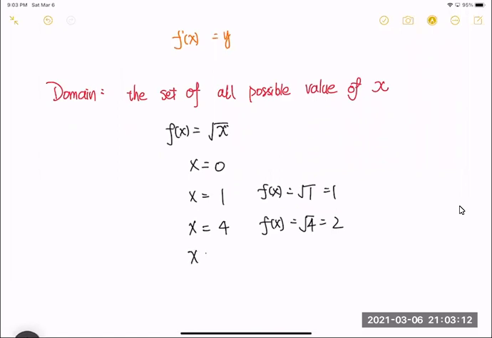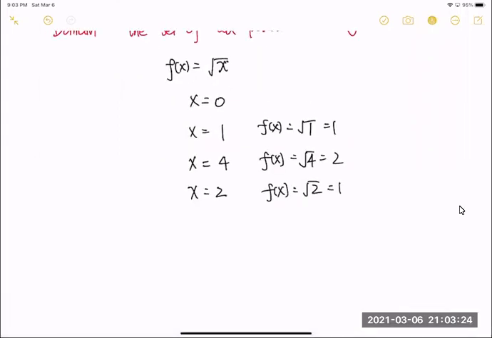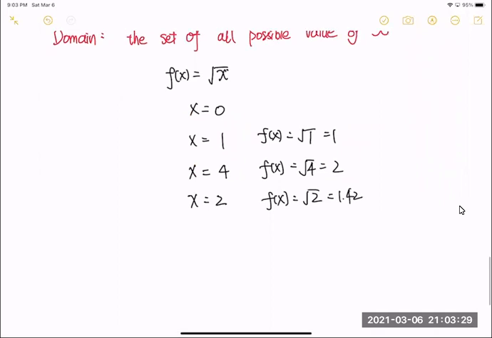Even when x equals 2, it's not one of those perfect squares. We might not know the answer right away. But when you plug it into a calculator, it won't tell you that this is an error. It's equal to 1.4 something. When you plug it into a calculator, it tells you the answer. Even if you write x equals 2.5, you will still have a solution with a really long decimal. So that means x can be any positive number.